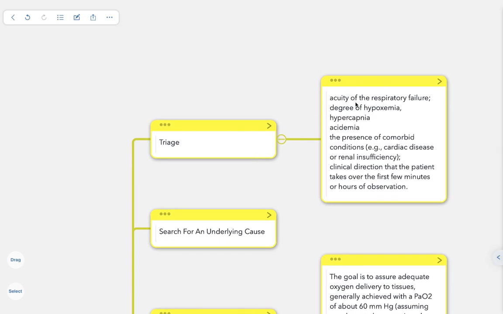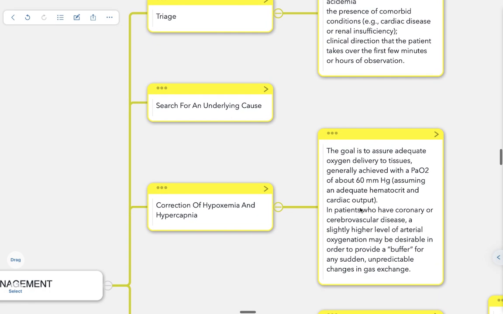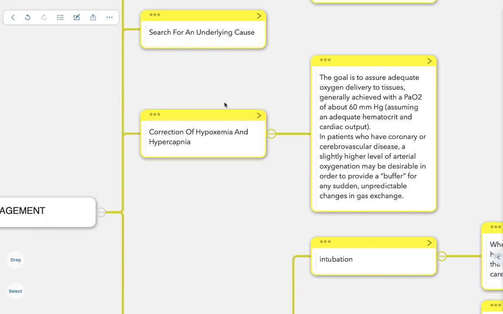Now, triage depends firstly upon the acuity of the respiratory failure, the degree of hypoxemia, hypercapnia, acidemia, presence of comorbid conditions like cardiac disease or renal insufficiency, and it also depends on the clinical direction that the patient takes over the first few minutes or hours of observation, right? Then search for an underlying cause, obviously, by history and various other investigations. Then, how do you correct hypoxia and hypercapnia? Now, remember that the goal of correction is to assure adequate oxygen delivery.